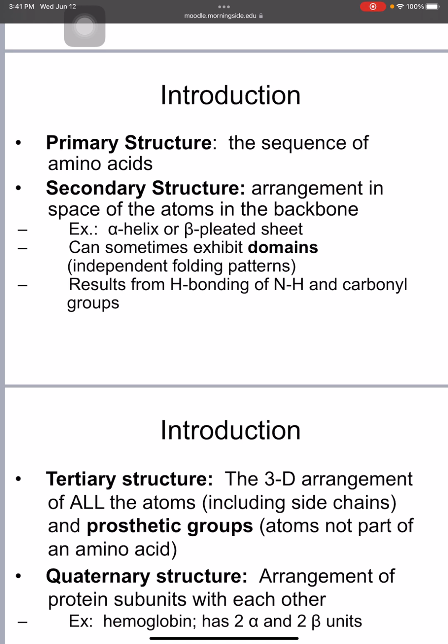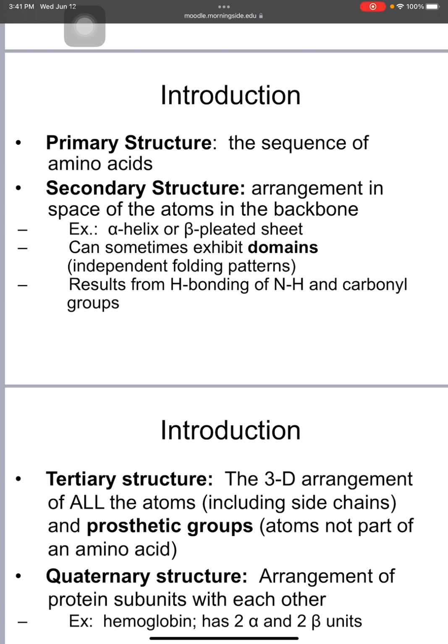You sometimes have what we call domains. So you might have a protein that has secondary structure that is mostly alpha helix and or beta pleated sheet, but might have some other transitional or other, I don't want to say random, but maybe sometimes random, some sort of different pattern that's not really in one of those categories.